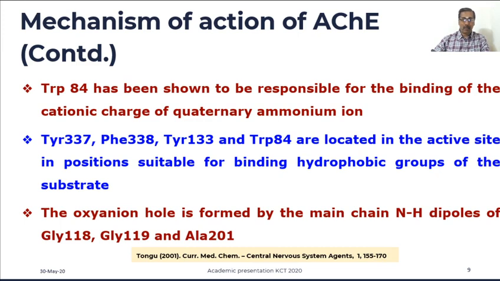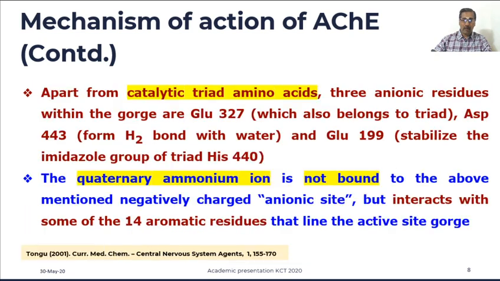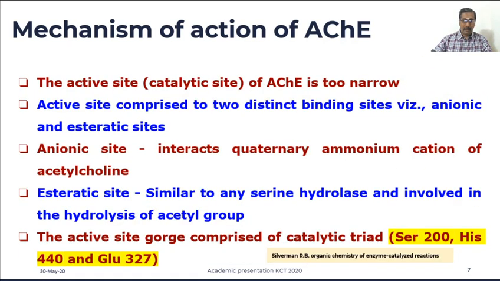Again you can see these catalytic site amino acids in acetylcholinesterase: tyrosine 337, phenylalanine 338, tyrosine 133, tryptophan 84. These amino acids are highly hydrophobic in nature, and they are responsible for stabilizing your substrate acetylcholine, because acetylcholine also contains a large number of hydrophobic moieties.